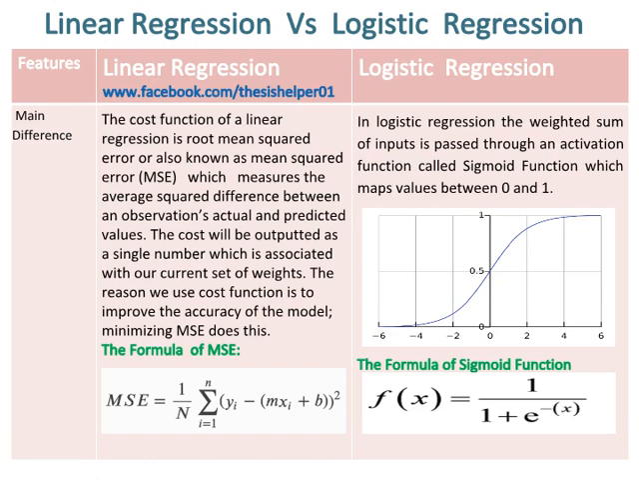Whereas in logistic regression, the weighted sum of inputs is passed through an activation function called sigmoid function, which maps values between 0 or 1. The formula of sigmoid function is given.